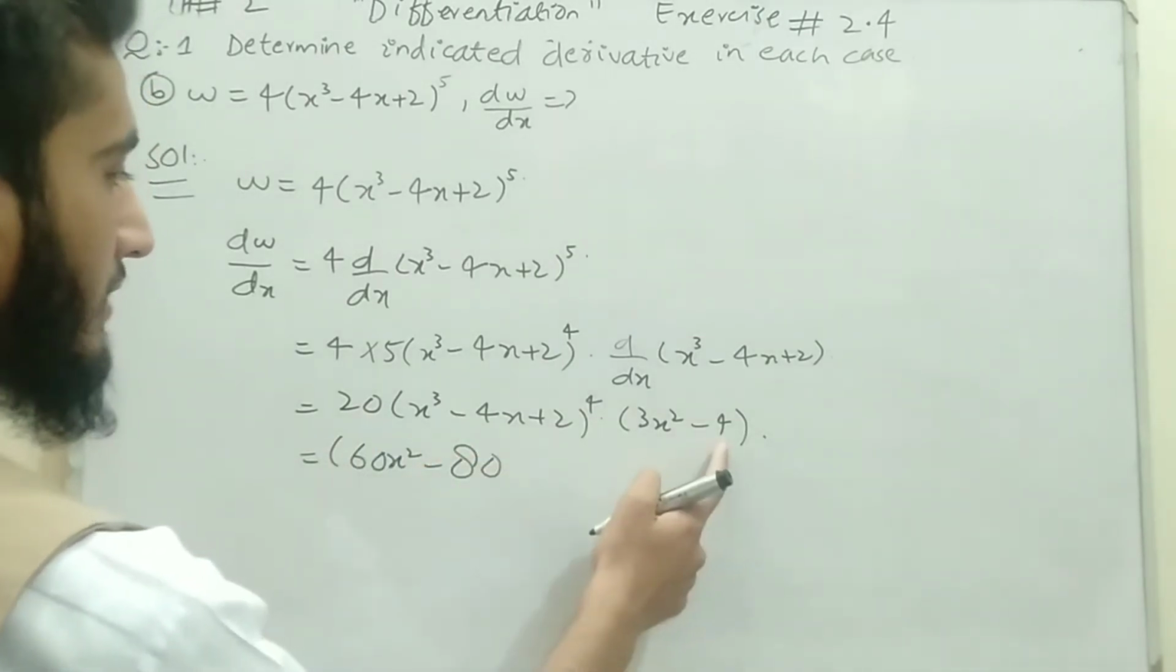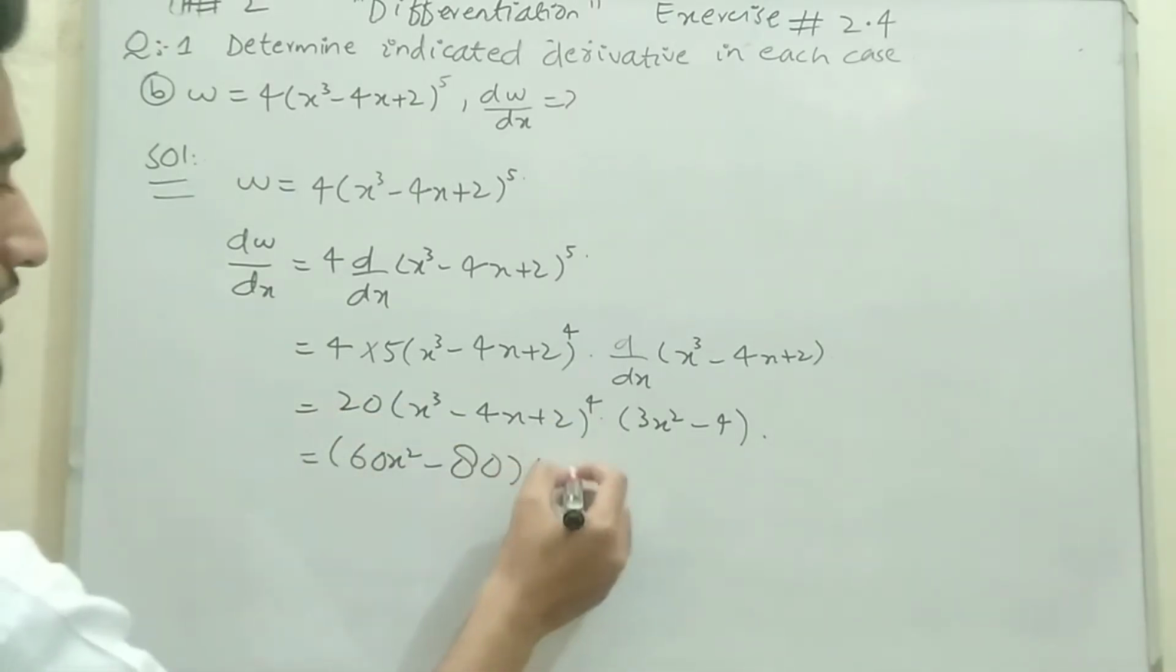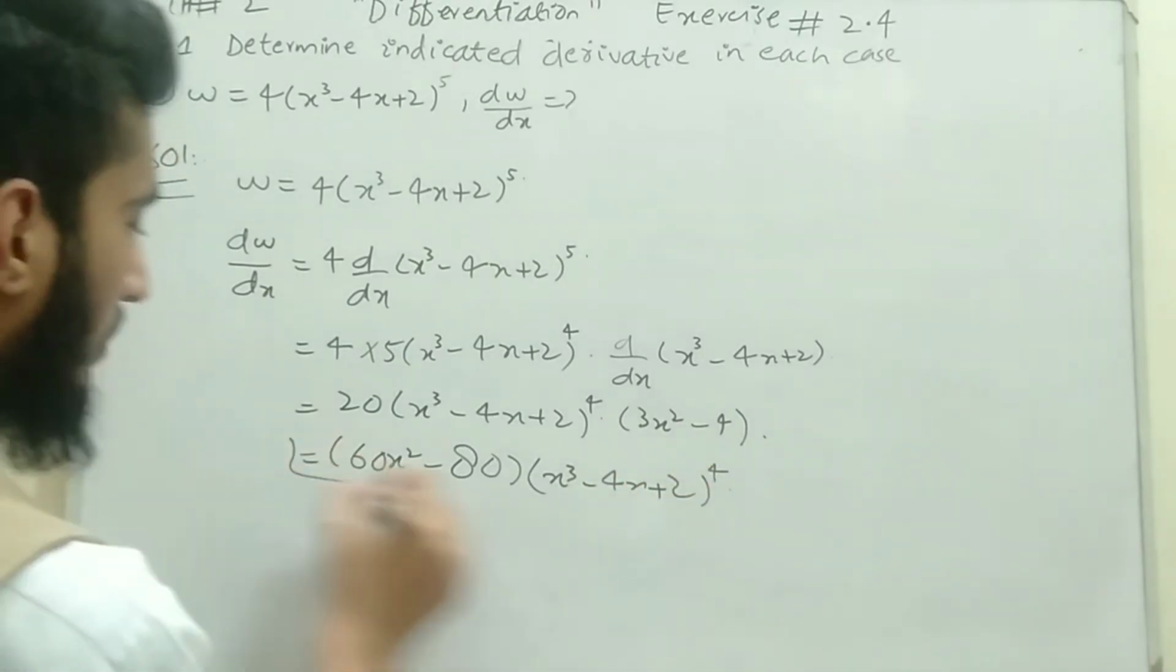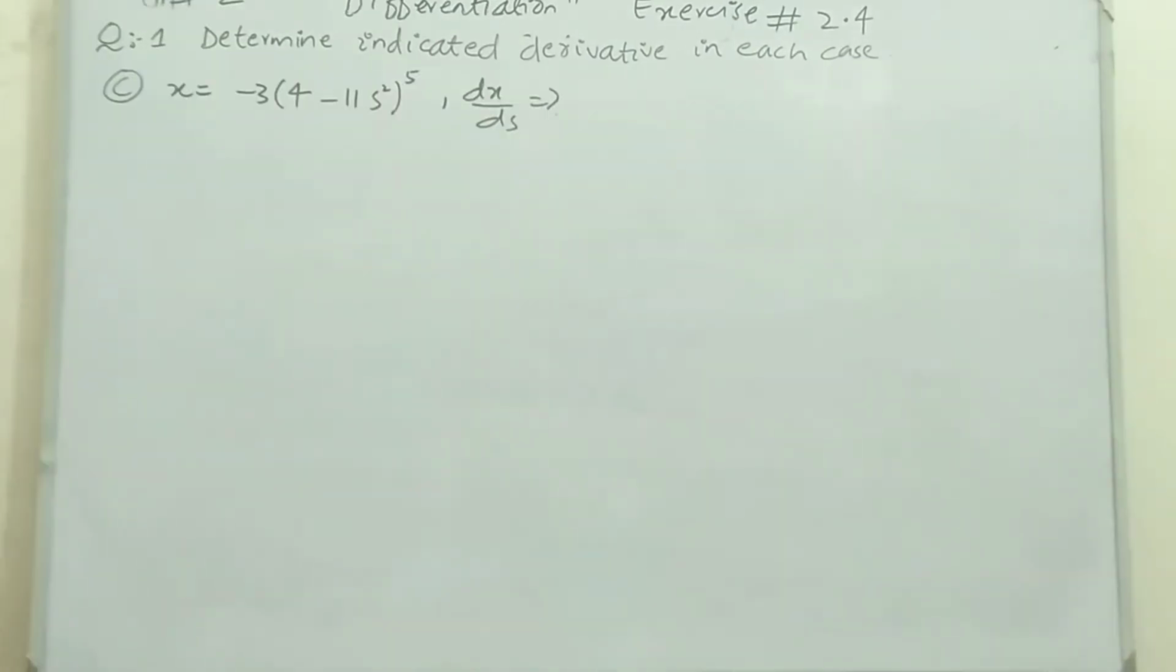Because 0 multiplied by 4 gives us 0, and 4 multiplied by 2 gives us 8. So 80, and multiply this function which is (x cube minus 4x plus 2) whole raised to the power 4. So this is the required derivative for part B of question number 1. Now move to part C.